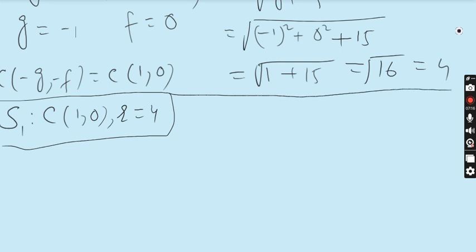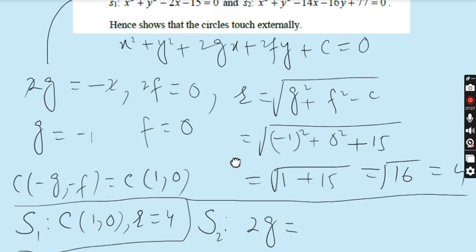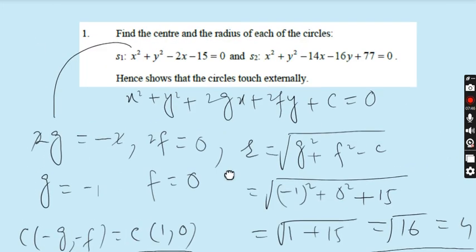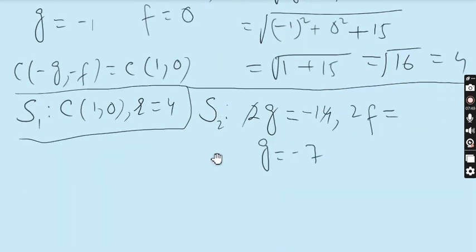Note this value. Move to circle S2. The coefficient of x in S2 is 2g, and you can see the coefficient of x is minus 14. So g is negative 7. The coefficient of y is 2f, and here the coefficient of y is minus 16. So f is equal to minus 8.